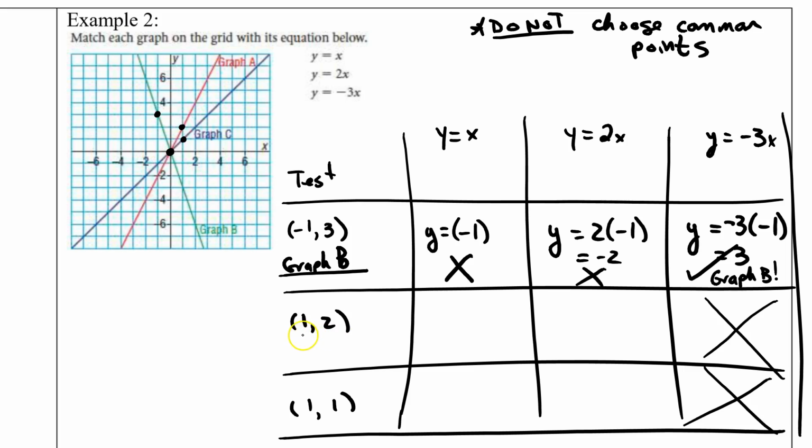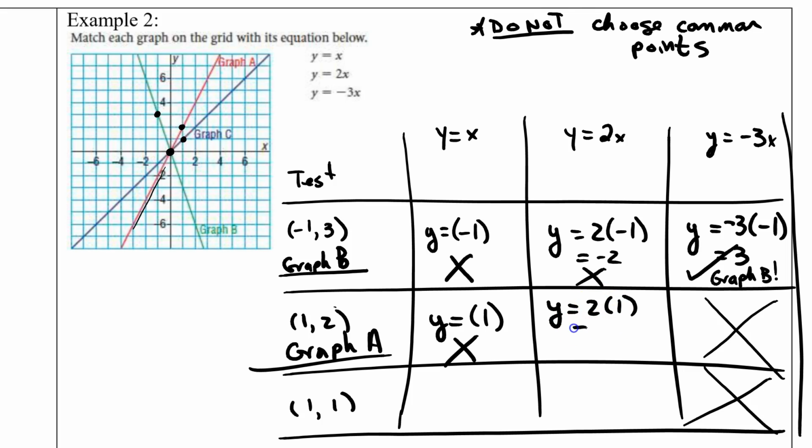So let's put in 1, 2. Now that is going to be on our graph A. So if I were to put in 1 for my x, I should get a 2. Okay, so y equals x, well, 1. Nope, that's not it. So y equals 2 times 1, which is 2. Ding, ding, ding, ding. When I put in 1 for my x, the y value that I get out is 2. So that means that this is going to be graph A. Woohoo! So I don't have to check the next one, and I just know that the point 1, 1, which is on graph C, is y equals x.